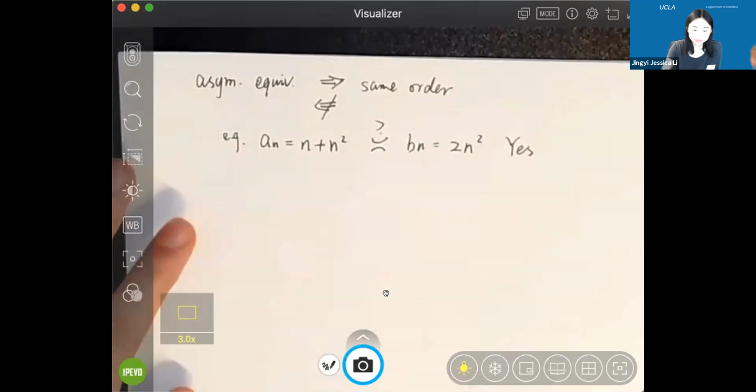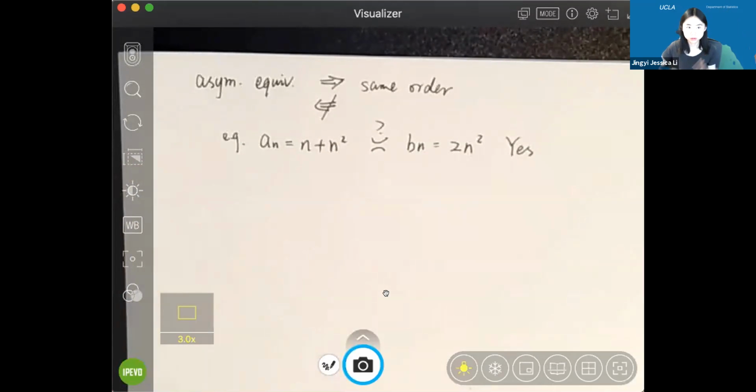Okay. That's same order. And I have to say, in statistics, mostly we don't care so much about constants. So same order is good enough, right? We don't usually aim for asymptotic equivalence. That's too stringent and not really necessary because the constant is not random.